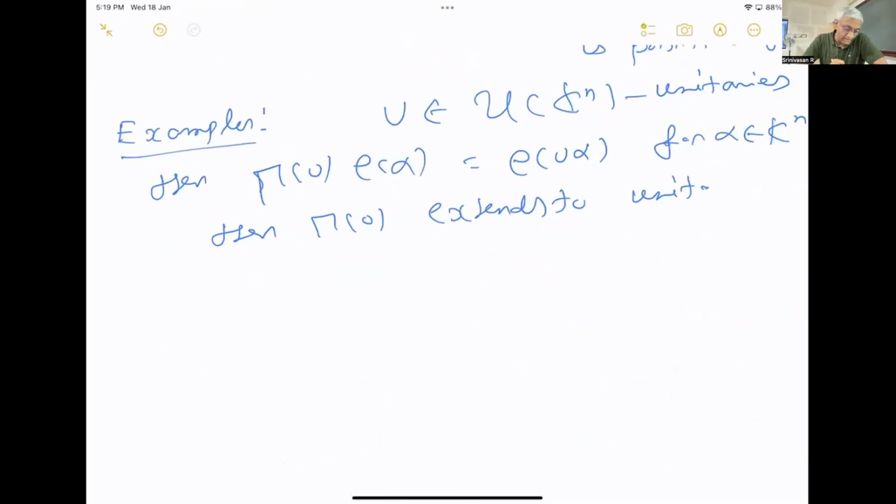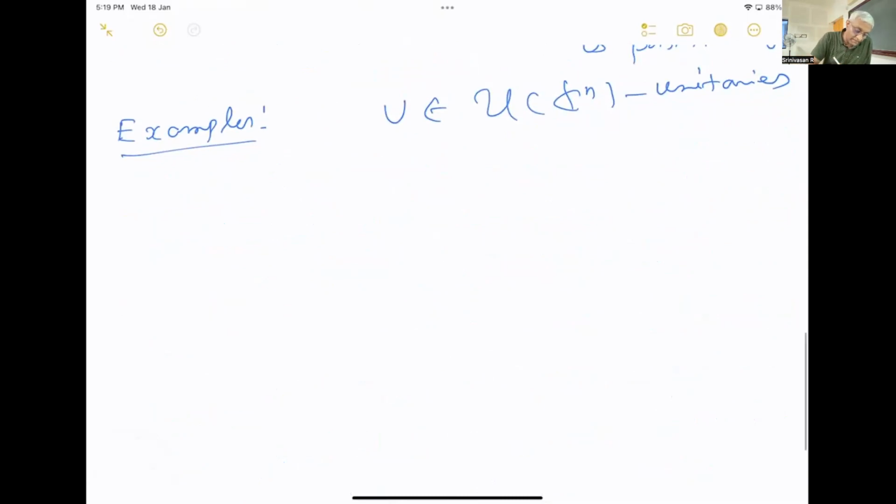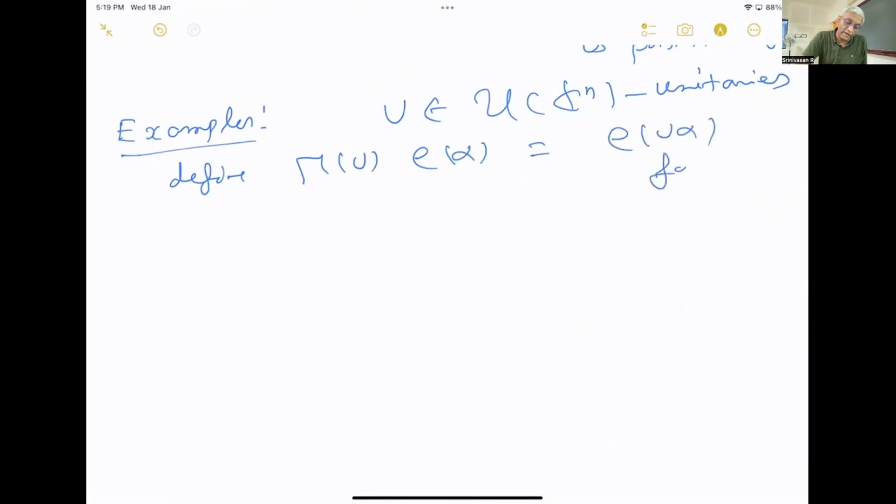So if you have a unitary, maybe I will recall it again. If you have a unitary matrix in Cn, then we can define, this was done in the last course, I'm recalling it again, gamma of u acting on E alpha equals E of U alpha for alpha in Cn. So these are exponential vectors. If you have a unitary in the ground Hilbert space Cn, then gamma of u is defined on the Fock space or L2 of R. Gamma of u acting on E alpha is E of U alpha.